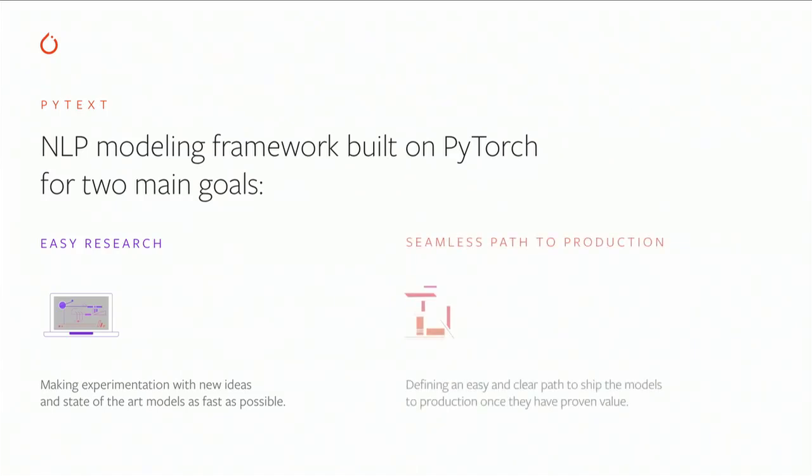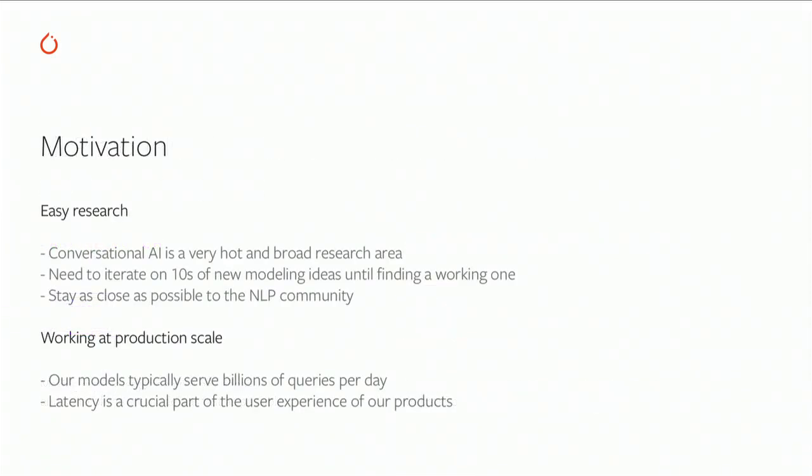And at the same time, we want to allow them, once any of these models have proven value, to have a seamless path to production with minimal engineering overhead. The main motivation behind building PyText is that we are an applied research group where we work on a very hot research area. So on one side, we needed to be as close as possible to the NLP community and to run models and experiments fast and try things fast.